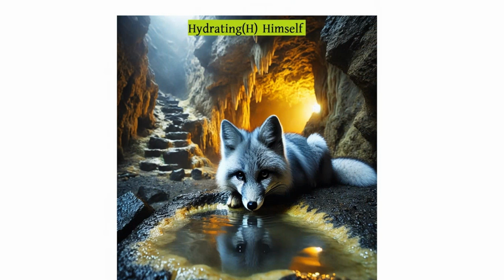Finally, the fox is hydrating himself inside the cave. The word hydrating is for hydrogen, and that's how the story ends with the order of electronegativity.